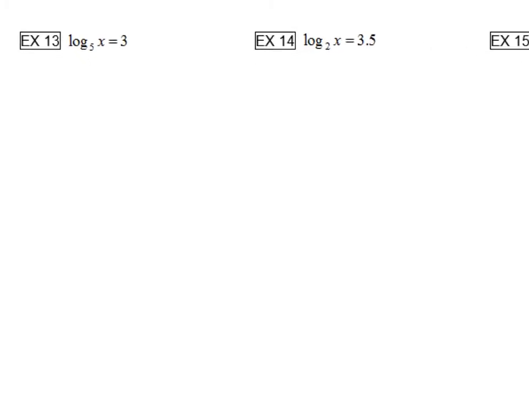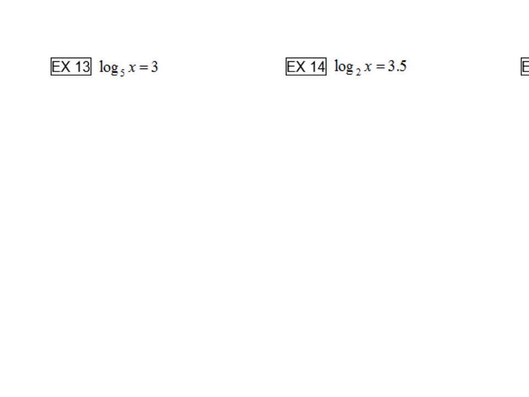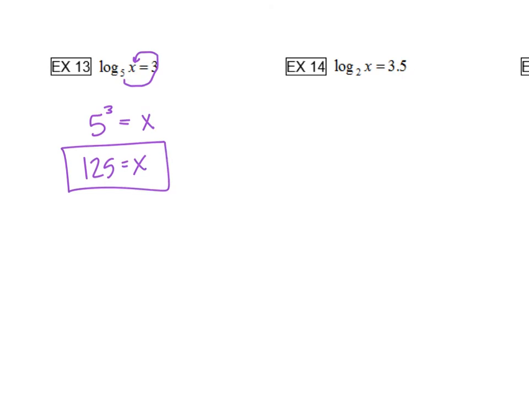Alright, so these last 3 examples, you can see that this is a logarithm equation. The variable is in a different spot, and they already told us the value of the log, what it equals. So we will take our knowledge of logarithms, go ahead and rewrite this in exponent form. Log base 5 of x is equal to 3 tells us that 5 raised to the 3rd power is going to equal x. Well, what is 5 raised to the 3rd power? 125. So x is 125.